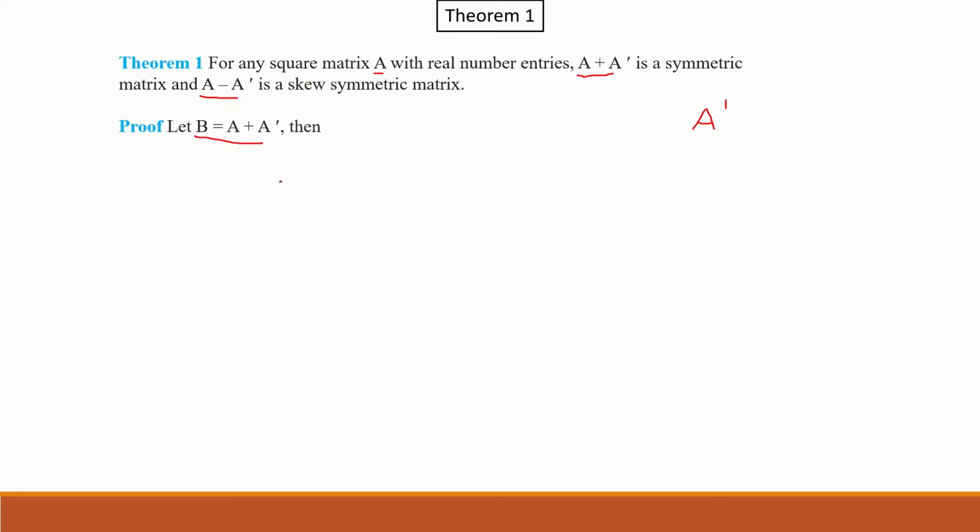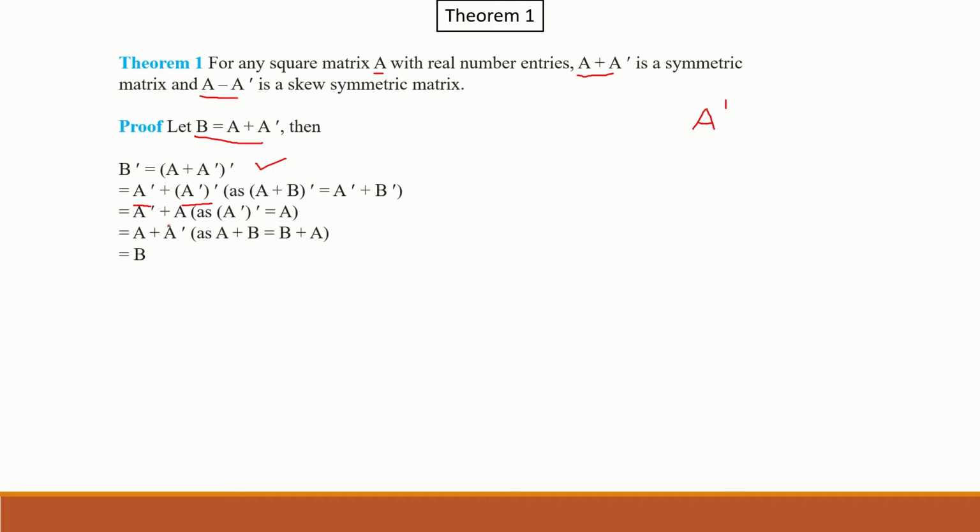Now let us substitute B is equal to A plus A dash. Now taking transpose of this equation, B dash will be equal to A plus A dash, and as we know that the transpose distributes into the bracket, this becomes A dash plus A dash of dash, and also we know that transpose of transpose of A is equal to A, so it becomes A dash plus A. Now we can write this A dash plus A as A plus A dash, because it is addition, we can interchange it. So we can see that A plus A dash is nothing but B, so that means B dash is equal to B. So B dash is equal to B when? When it is a symmetric matrix. So therefore A plus A dash is a symmetric matrix.